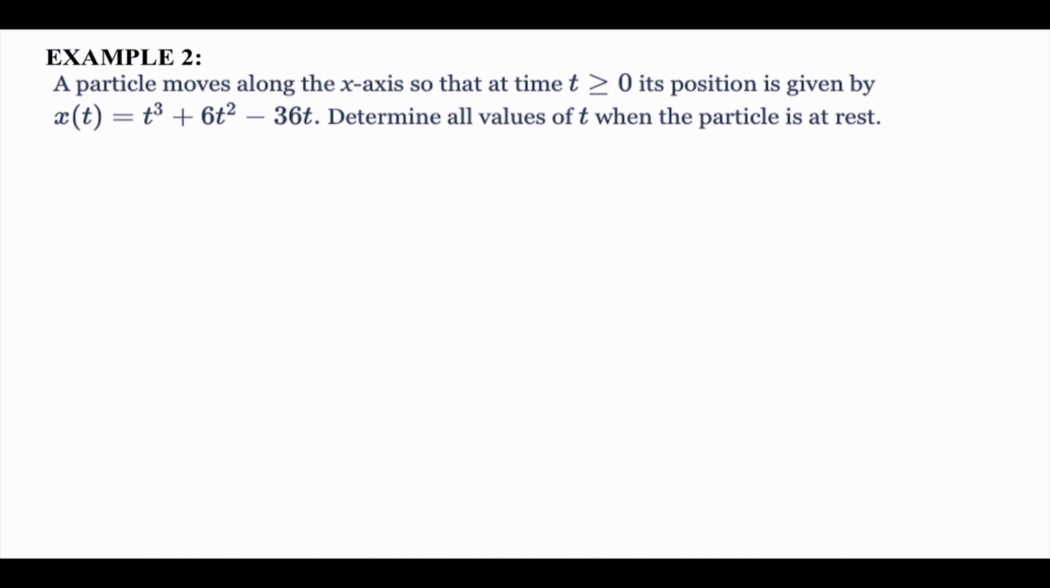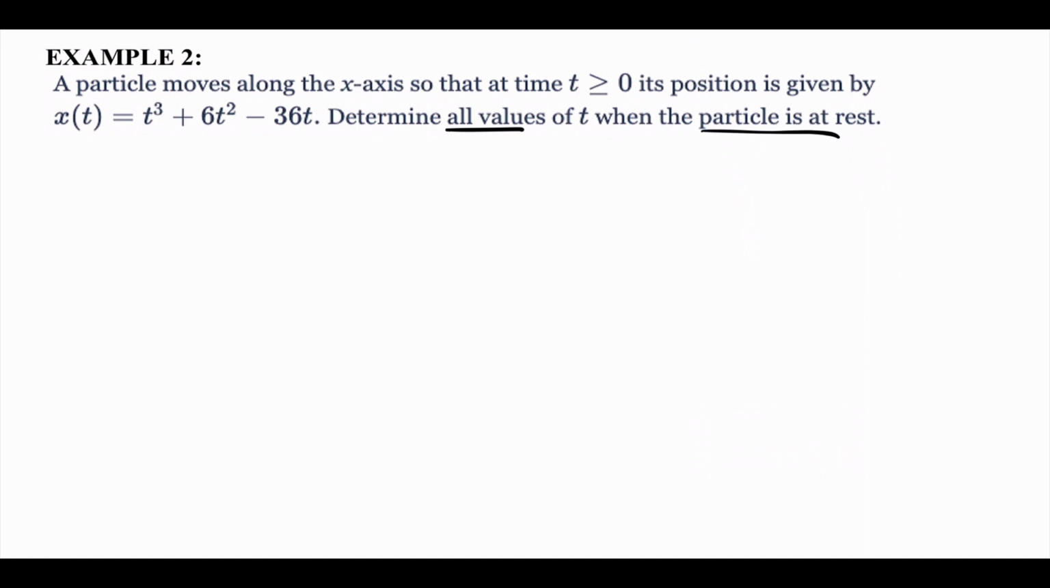All right, let's look at example number 2. A particle moves along the x-axis, so it's moving left and right. Right means positive, left means negative. Time starts at 0. Its position is given by x of t. Determine all values when the particle is at rest.